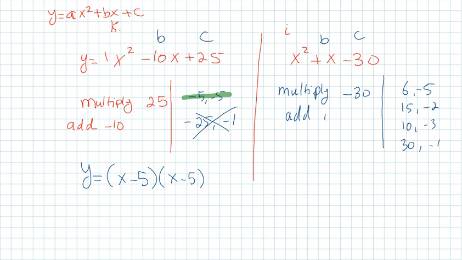Okay? Alright, so out of all of this, which factors add to positive 1? The first one. Okay? So I don't have to worry about the rest. My answer is going to be 6 and negative 5. All I have to do is set it in brackets with x plus 6, x minus 5, and it's done. Okay?